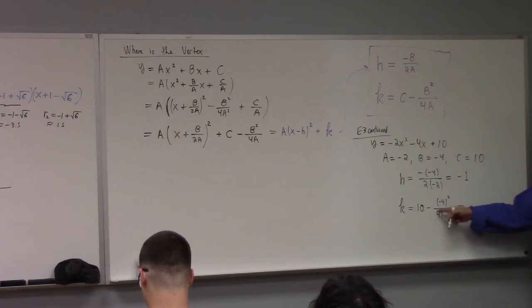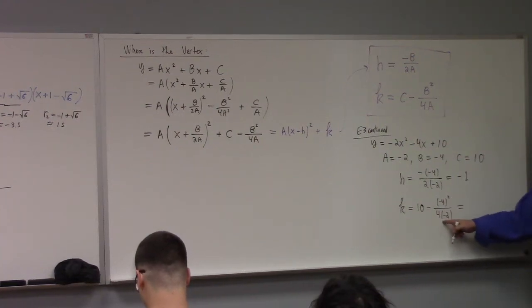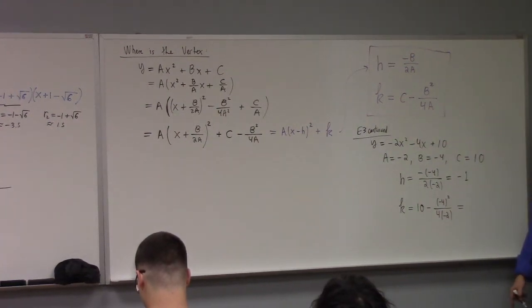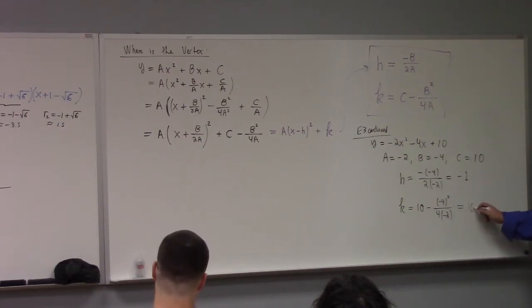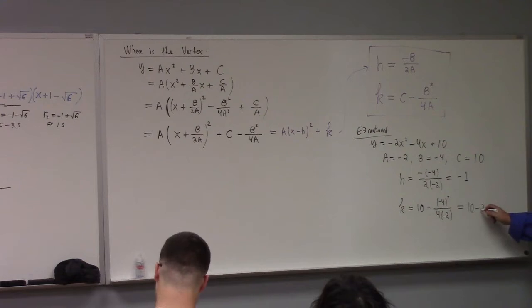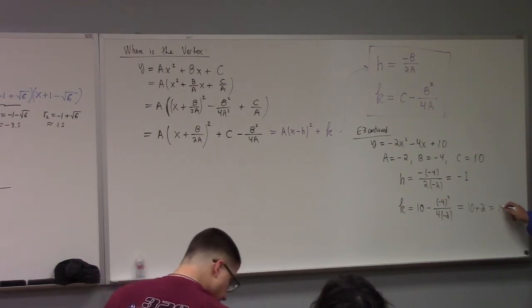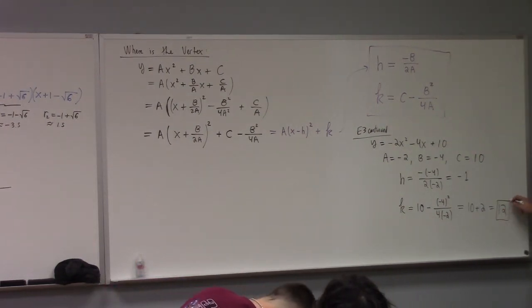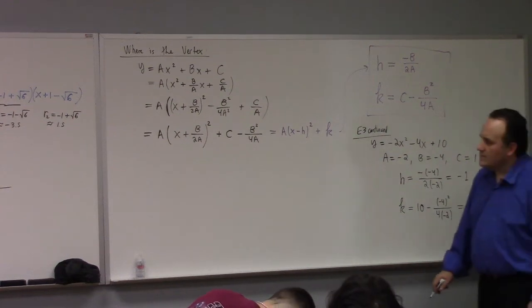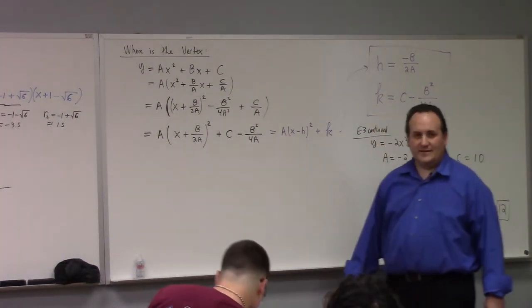Let's see here. k is c minus b squared over 4a: 10 minus 4 squared over 4 times minus 2. We got 16 over minus 8, so that's minus 2. So we got 10 minus (minus 2), also known as 10 plus 2, also known as 12. It was 12, right? Oh, okay, good, good. I need glasses.